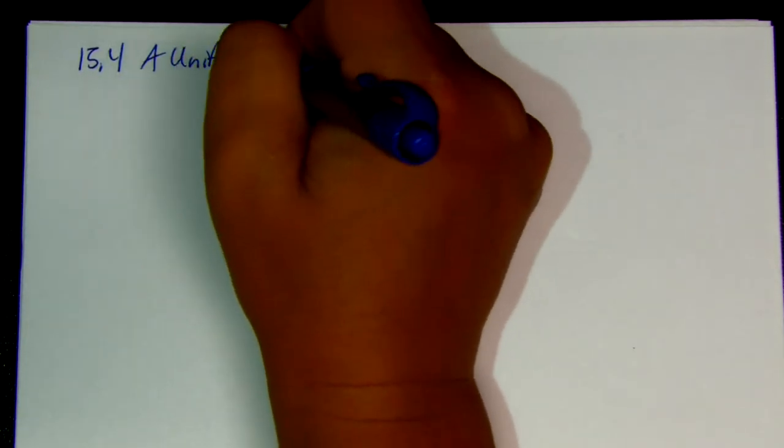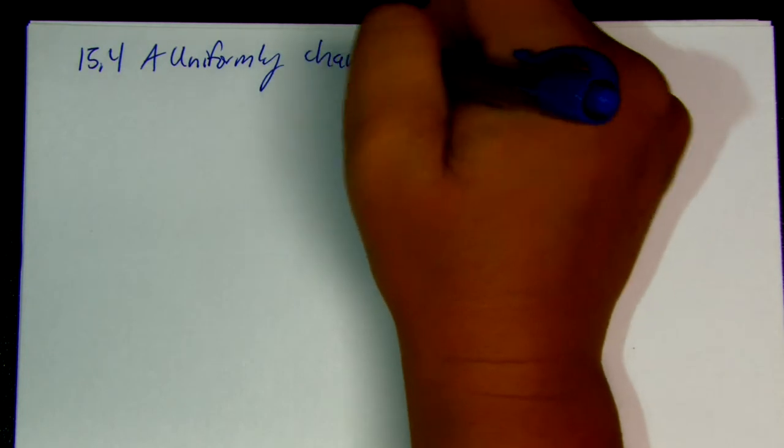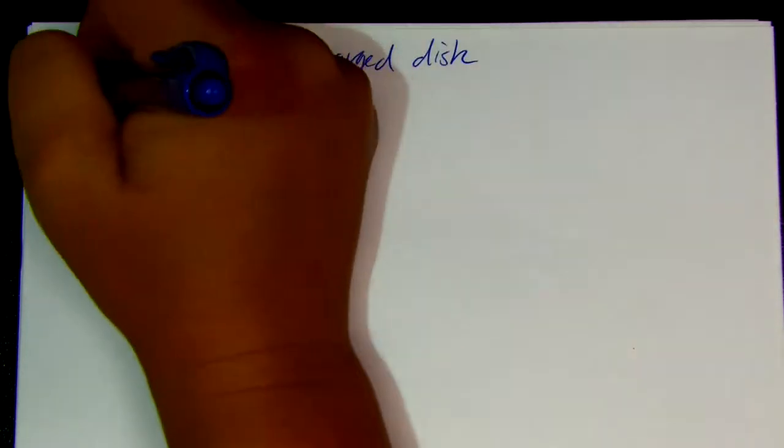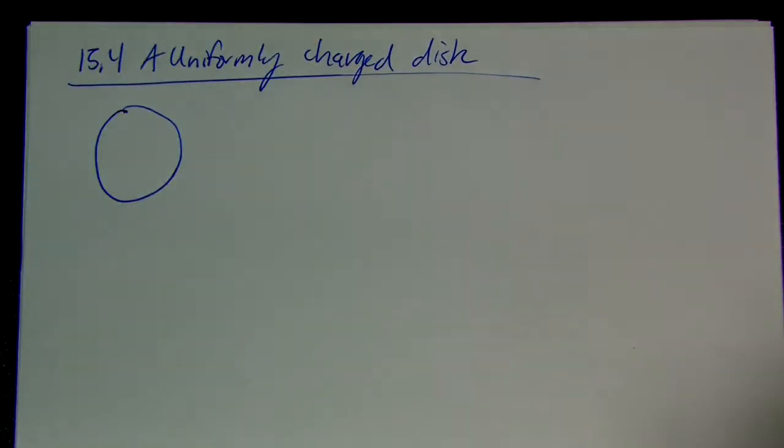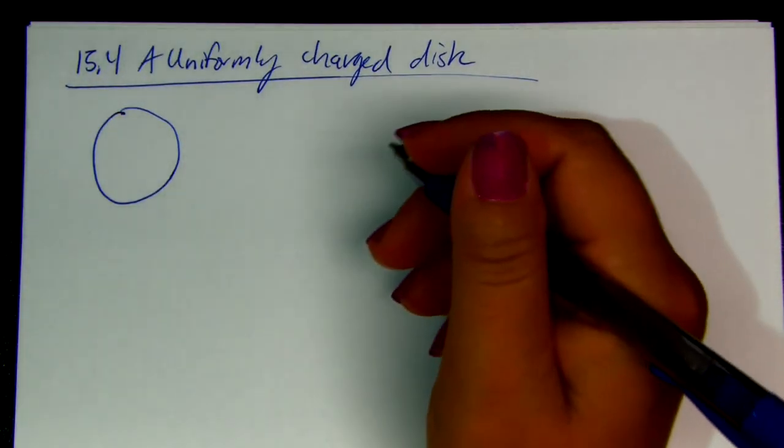Okay, so moving right along through chapter 15, on to 15.4, a uniformly charged disk. So we're going to use the equations for a charged disk quite a bit in this class. In terms of circuitry and other concepts, it turns out to be a really powerful object. So we're going to really look in detail at where this equation has come from.